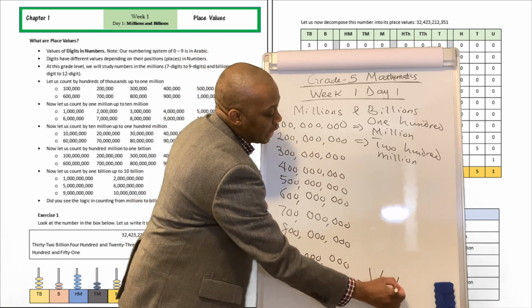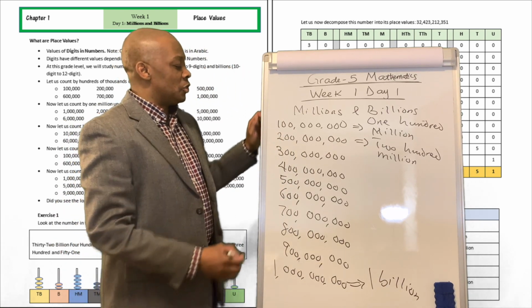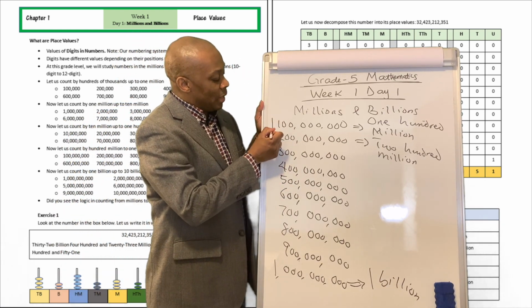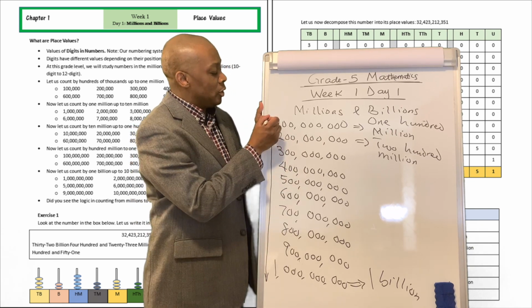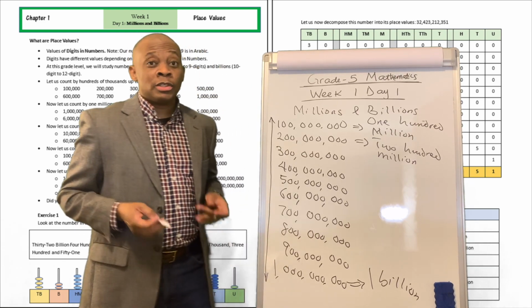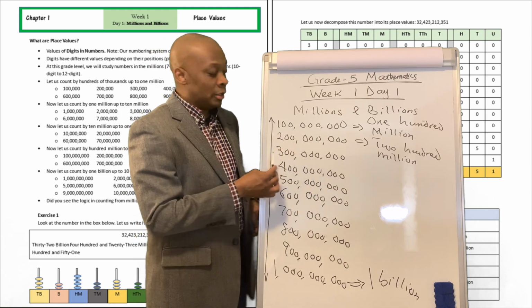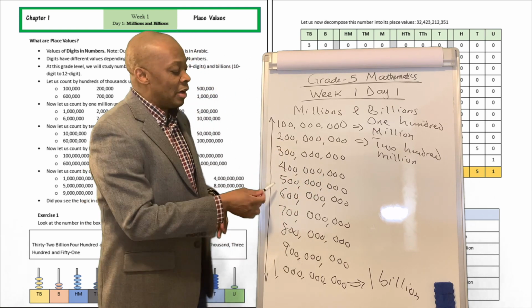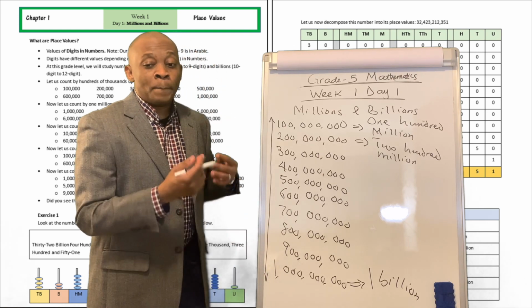1 billion. All right. So moms and dads, if you're trying to teach a child how to count from hundreds of millions up until they get to 1 billion, you can use this methodology. You're going to start counting by hundreds of millions. In other words, 100 million, 200 million, 300 million, 400 million, 500, 600, 700, 800, 900, and 1 billion.